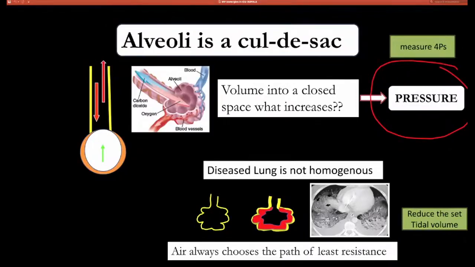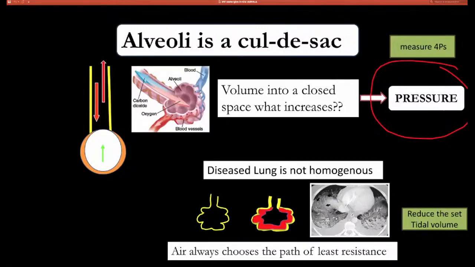You should always record the 4 Ps at the initiation of mechanical ventilation. You should enter what tidal volume is set. And how to set the tidal volume, I'll also tell you. So these 2 things are the most important things that you have to keep in mind to institute lung protective ventilation.